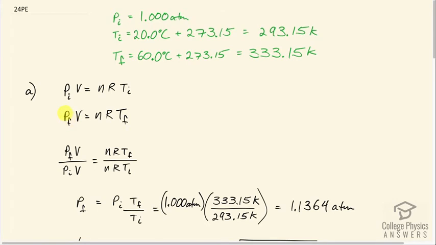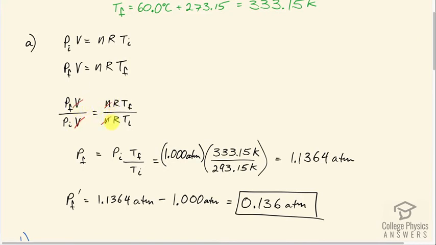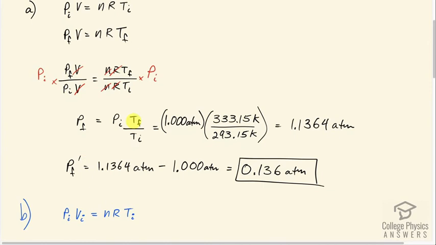So we're going to solve for final pressure. So we'll take the left-hand side of these 2 equations and divide them. So PF V over PI V, and then take the right-hand side of the equation and also divide those. So nRTF divided by nRTI. We have a whole bunch of common factors that cancel, and we multiply both sides by initial pressure, and then we get that our final pressure then is the initial pressure multiplied by the final temperature divided by the initial temperature. So that's 1.000 atmospheres multiplied by the final temperature of 333.15 Kelvin divided by the initial temperature of 293.15 Kelvin, and that is 1.1364 atmospheres.